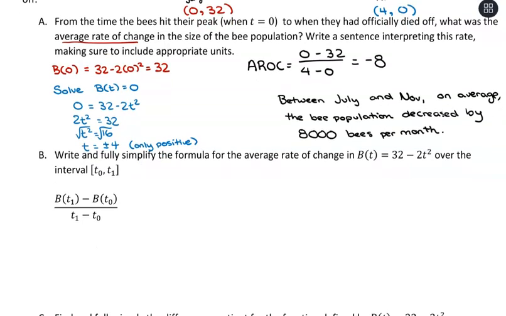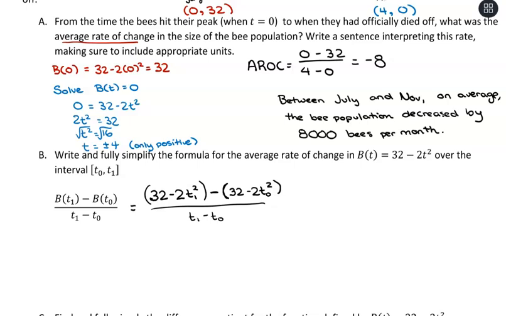So we're going to write and fully simplify the formula for the average rate of change for our function over the interval t0 to t1. So what if we had two arbitrary times that we're working with? So with that, we're just plugging in our notation. So for b of t1, that would look like 32 minus 2t1 squared. And then I'm going to go ahead and throw parentheses here just to help with the simplifying. Then we're going to subtract, and then if we plug in t0, so 32 minus 2 t0 squared, and then all of this over t1 minus t0.